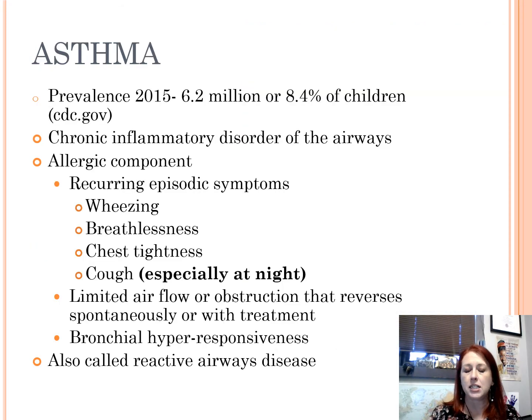Okay, so we're talking about asthma next. Our prevalence in the US since about 2015 hasn't changed too significantly. So it's about 8.5% of kids have asthma. It's a fairly decent number. It's a chronic inflammatory condition that can be triggered by a lot of underlying things.